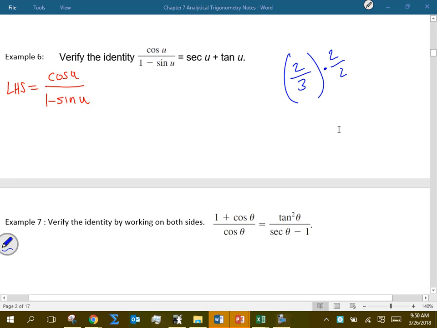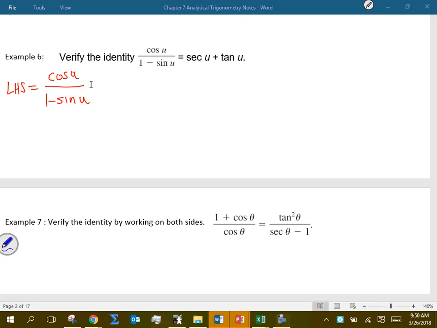Does it still give me 2/3? Yeah. Just written as 4 6s right now, right? Okay. I can multiply by any value of 1, any form of 1 that I want to. So we're going to do the same thing over here.